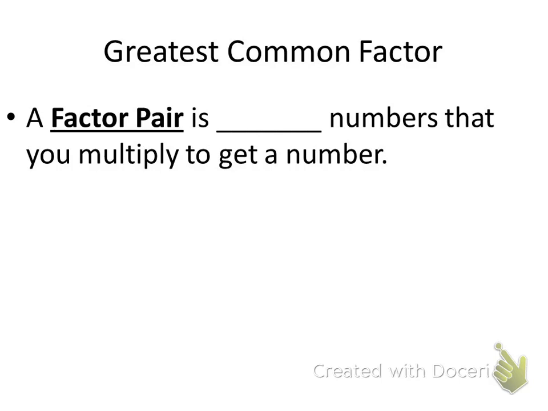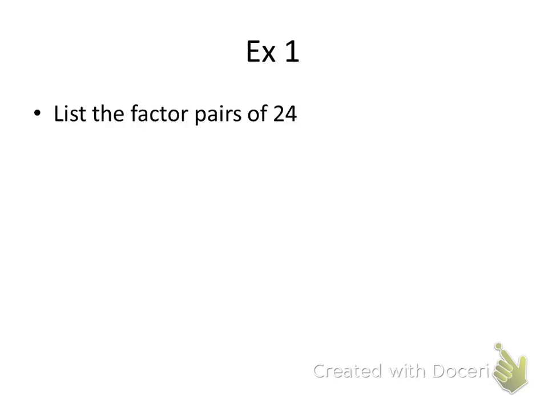So a factor pair is two numbers that you multiply together to get a number. So here, list the factor pairs of 24. On your yellow note sheet, it says list the factor pairs of 24.